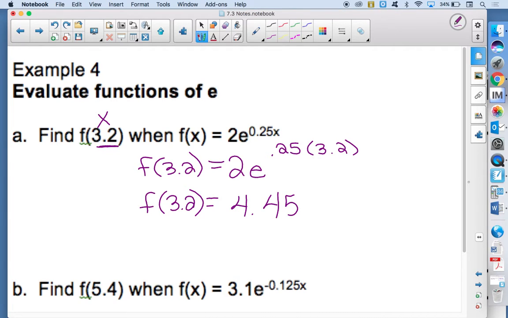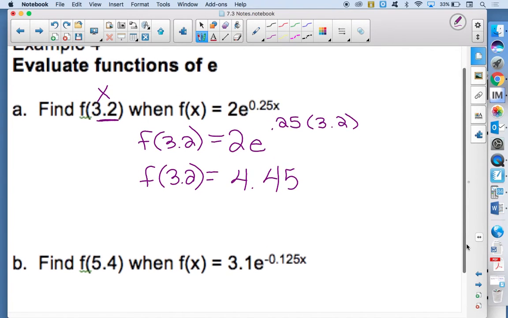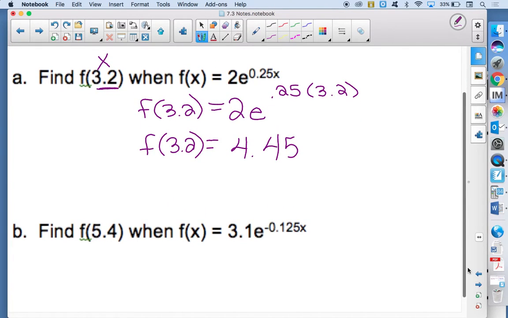4.45108. You can just go with 4.45. That's fine. So 4.45, she said 108, and there are probably other numbers as well, but 4.45 is fine. Anybody not get that? I want to make sure that you're using the calculator correctly.